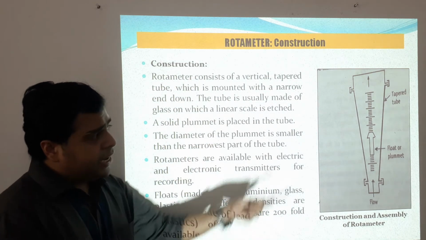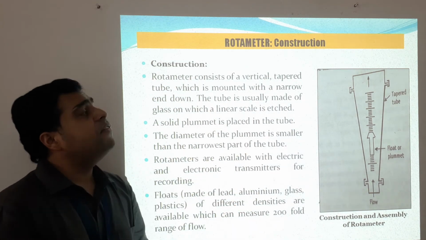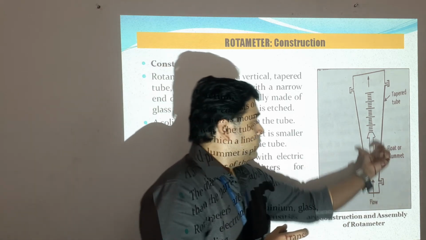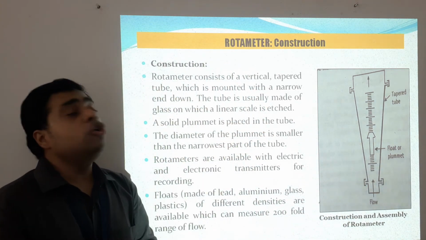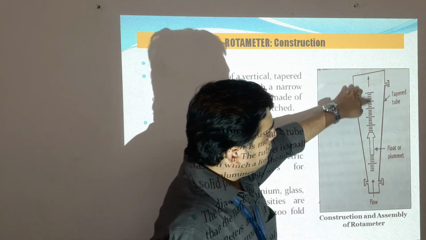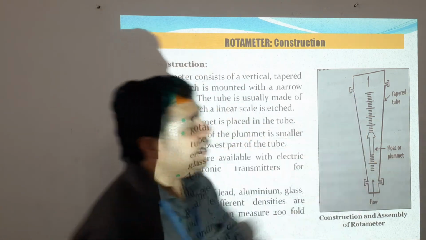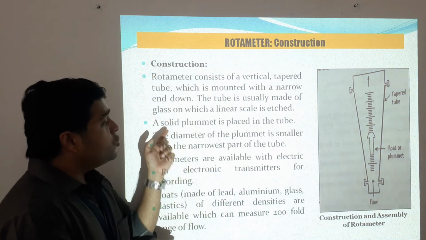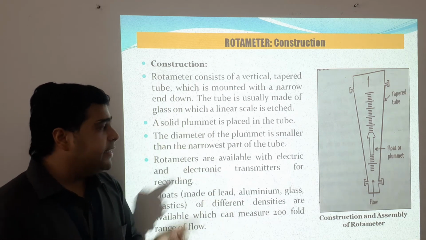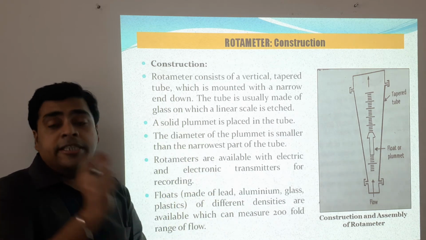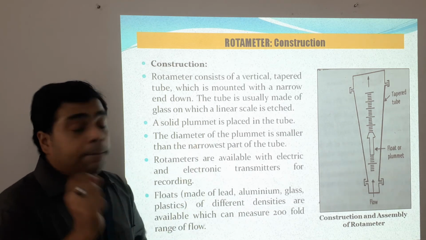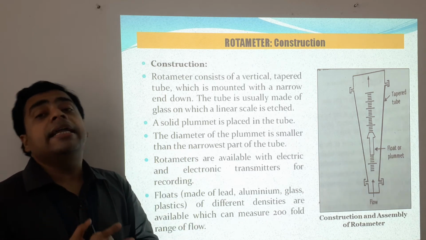Come to its construction. It is very evident from the diagram. It consists of a vertical tapered tube which is mounted with the narrow end down. The tube is usually made of glass on which a linear scale is etched. So this is the scale. A solid plummet is placed in the tube. The diameter of the plummet is generally smaller than the narrowest part of the tube. The plummet is the sensitive part, so its diameter is smaller than the narrowest part of the tube.